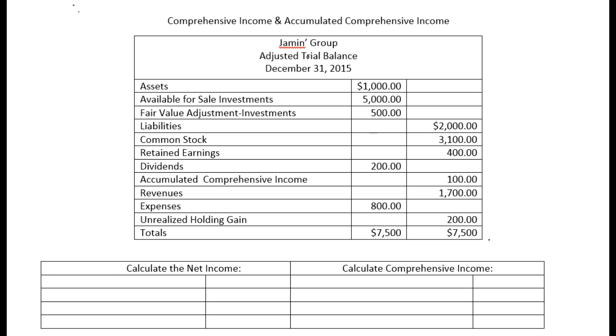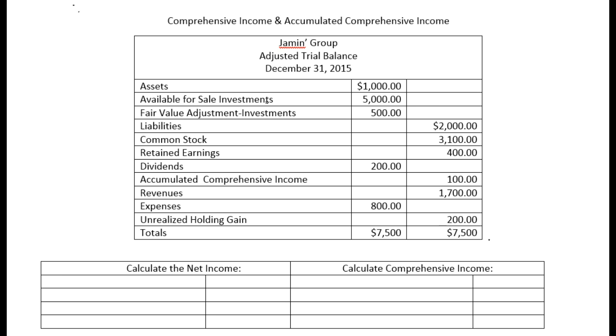A couple of things I'll point out to you to start with. I have an available for sale investment, $5,000, and a fair value adjustment to that of $500. That means I've written it up $500 since I've owned it. I have retained earnings of $400, and I have accumulated comprehensive income that I've recognized to date in prior periods of $100, and then I have an unrealized holding gain of $200. And I know that unrealized holding gain relates to my available for sale investments because that is the only kind of investment that I have.